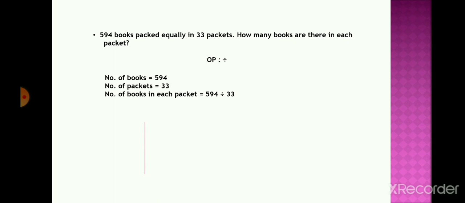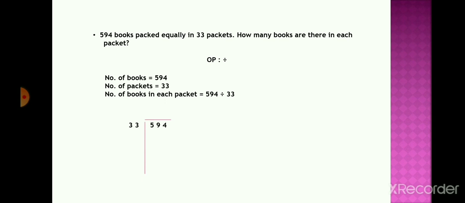Now, frame the statement. Number of books is equal to 594. Number of packets is equal to 33. Number of books in each packet. To find out the number of books in each packet, we need to divide 594 by 33. Write the dividend as 594, 33 as divisor. Okay. Now, you just use the method of estimating the quotient. So, just hide the ones place of the divisor and compare with the first digit of the dividend.